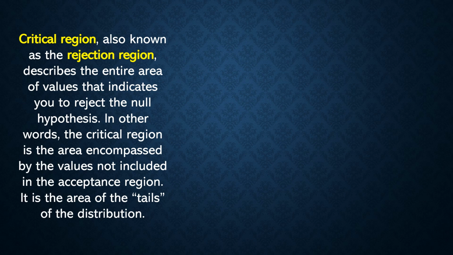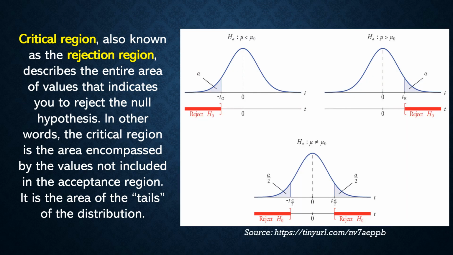But before that, let me discuss what a rejection region is. Critical region, also known as the rejection region, describes the entire area of values that indicates you to reject the null hypothesis. In other words, the critical region is the area encompassed by the values not included in the acceptance region. It is the area of the tails of the distribution. This definition is from the CLMD Statistics and Probability module of Region 4A, Calabarzon. Now, here is the illustration of rejection region.